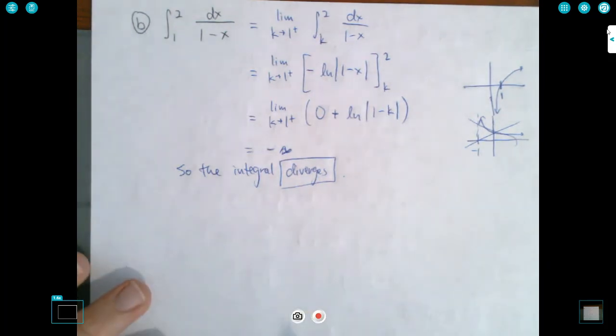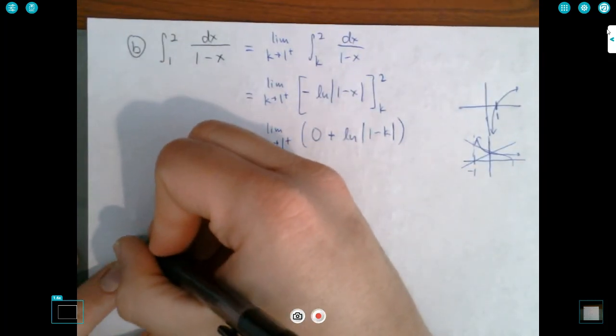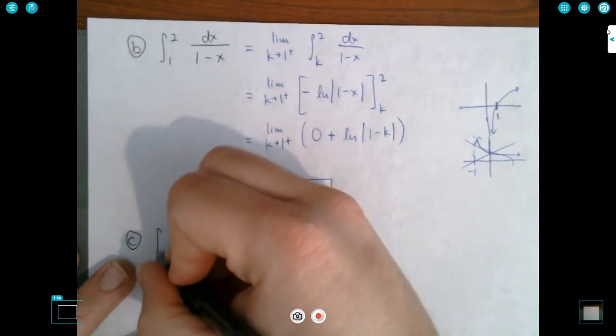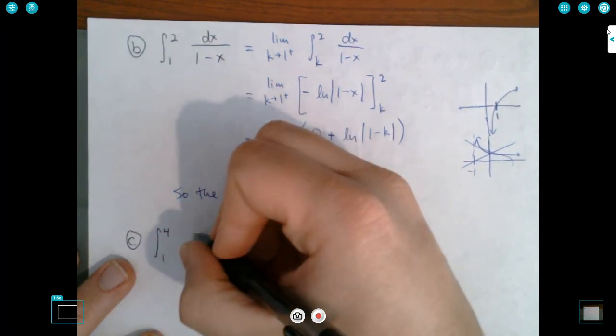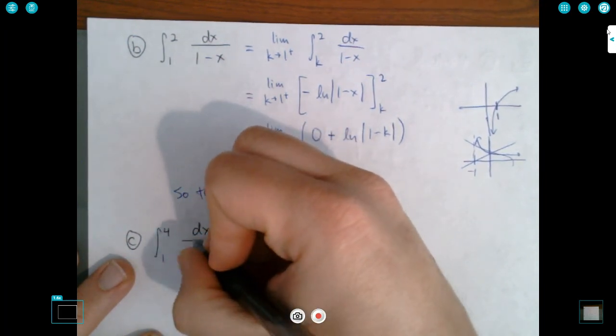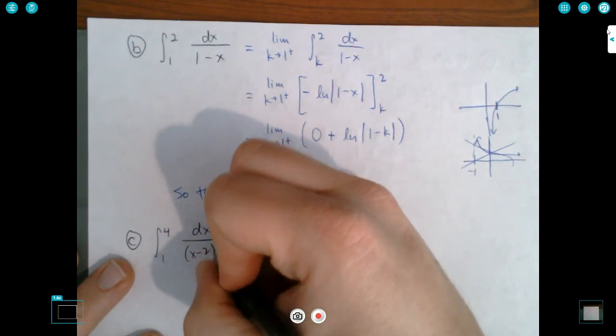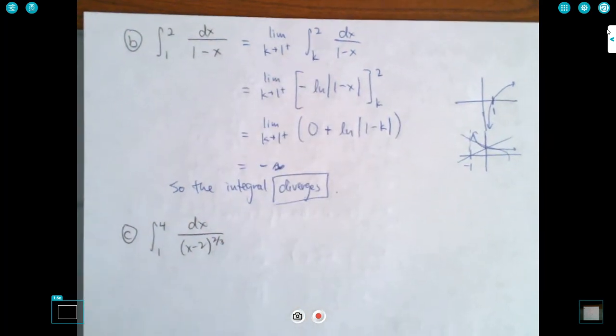Let me give you one more example, and then we'll call it a day. I need to take a break. Let's do integral from 1 to 4 of dx over x minus 2 to the 2/3 power.